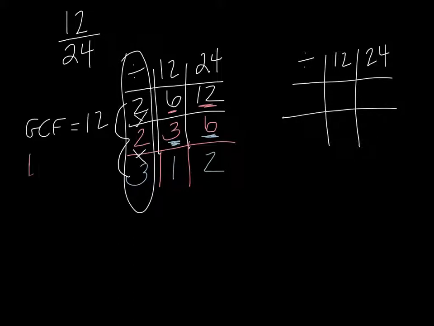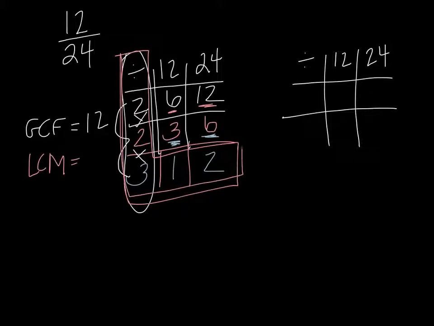The next thing I can find is the LCM, the smallest number that they can both create. So I'm going to make my L and multiply all of the numbers that fall inside of it. 2 times 2 is 4. 4 times 3 is 12. 12 times 1 is 12. And 12 times 2 is 24. So the first number that 24 and 12 can both make is 24.